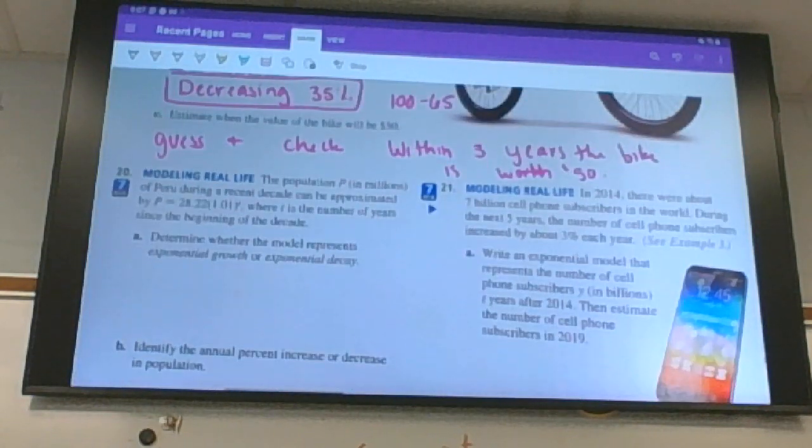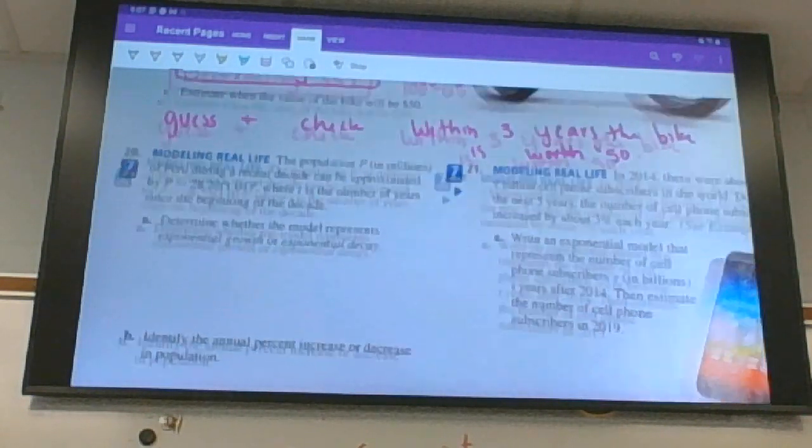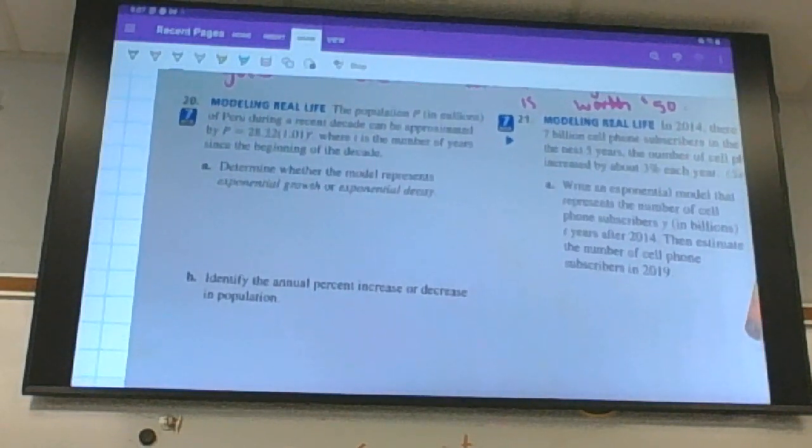Moving on, number 20. This one's different because it's growth. I haven't done a growth one yet, so let's get into this. This is the population of Peru. Millions. This is millions. So this means it's 28 million people in Peru. Is it growth or decay?